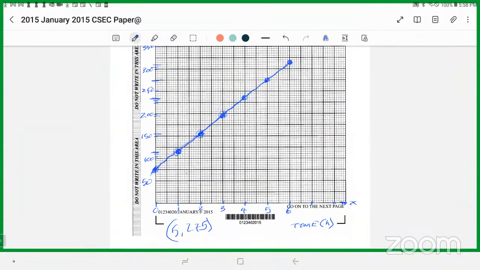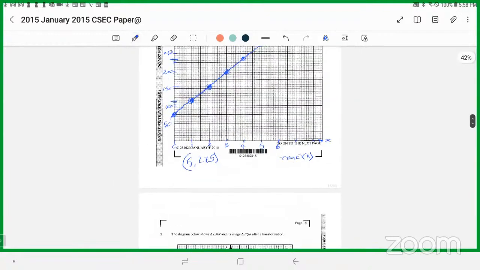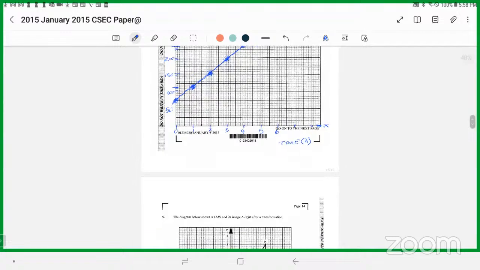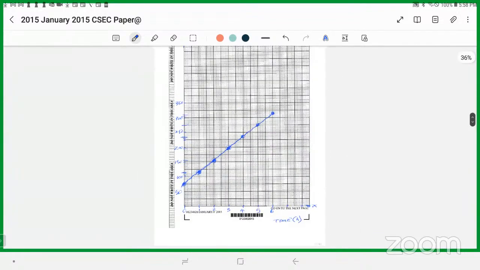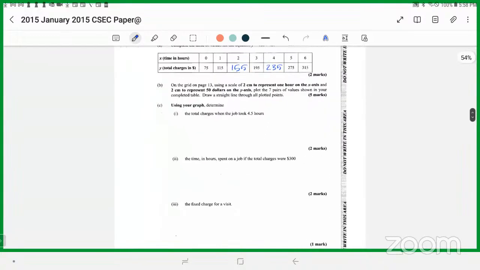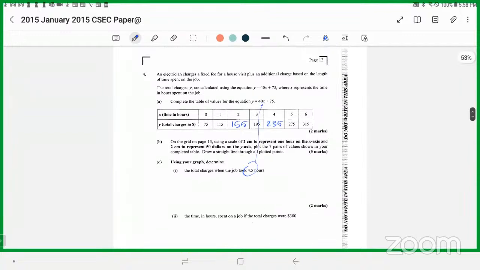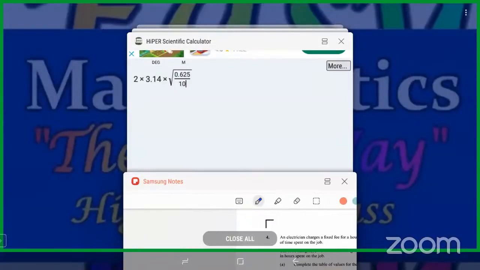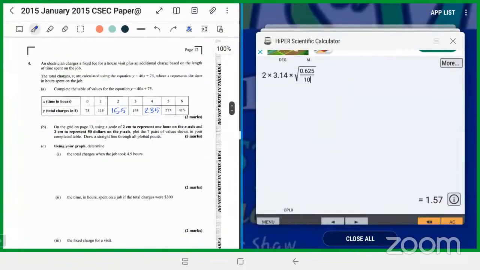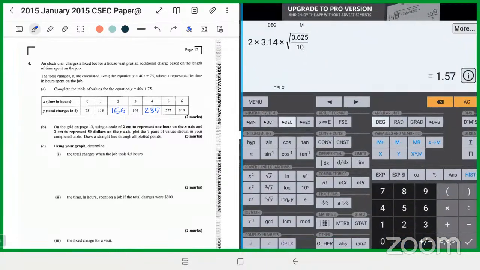All right, what does it want us to do now? Next part, done. Just to draw the graph. So draw the graph here, done. The next part says use the graph. So show lines on the graph to show that you used the graph. The total charge for 4.5 hours. Now I can calculate it by putting the 4.5 right here. If I were you in the exam, I would calculate it to see what it is supposed to be, and then still work it on the graph and make sure that they match.